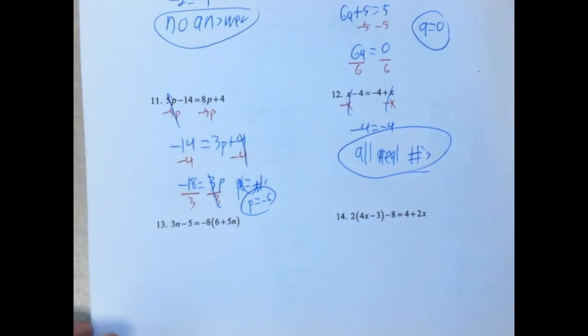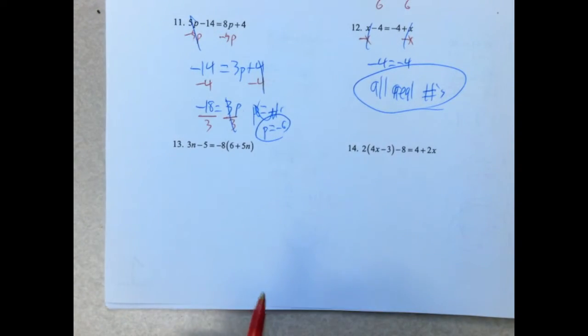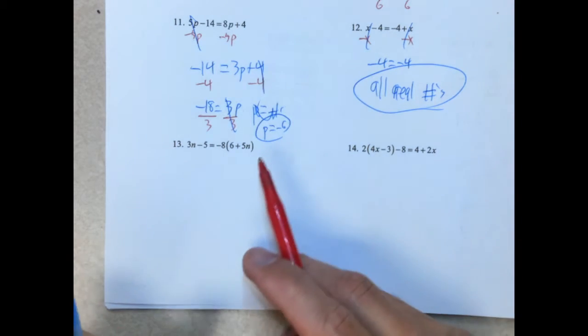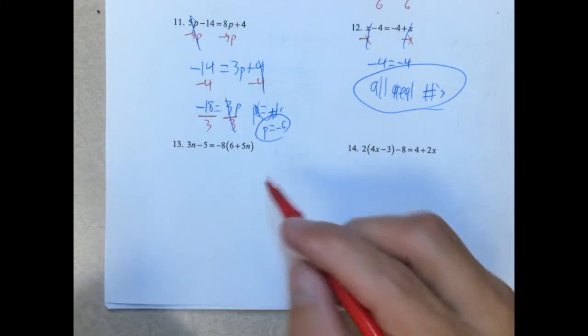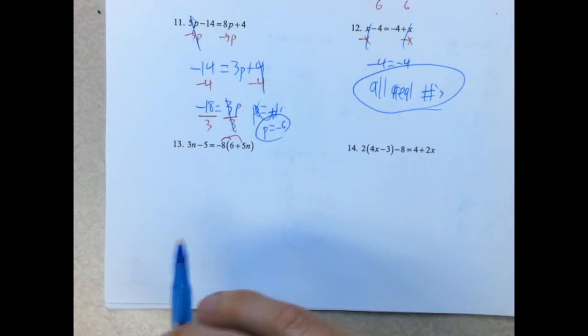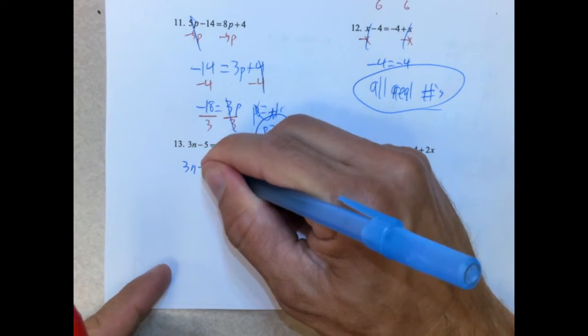All right, last two. So we've got to distribute first because we want to get the variables on the same side, but this is stuck in some parentheses here, and we certainly don't want to divide these by negative 8. So let's go ahead and do that. So distribute this negative 8. We're going to have 3n minus 5 here.